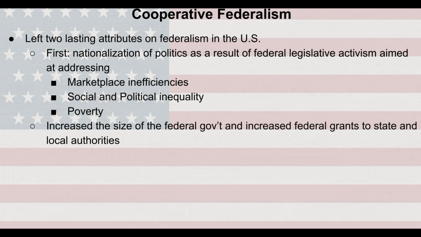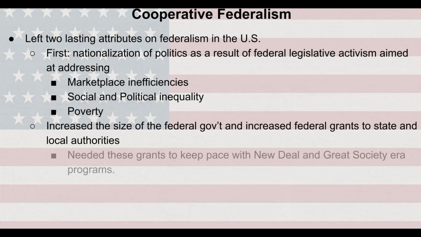And as they do this, anytime you give the government license to regulate something, regulate a marketplace, regulate social or political inequalities, or try to regulate poverty, you're increasing the size of the government. And so there's going to be significant federal grants that are going to be given to states and local authorities to try to carry out these ideas, try to remedy some of these inefficiencies within society. And so when you do that, you are increasing the size of the federal government, the power of the federal government.